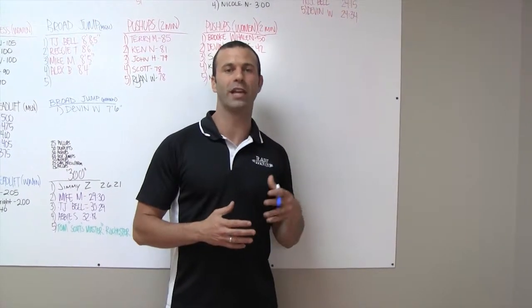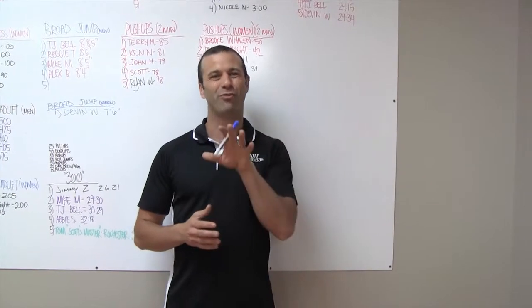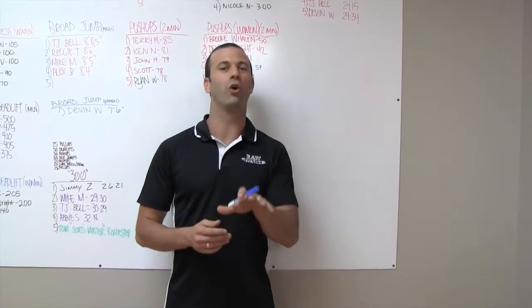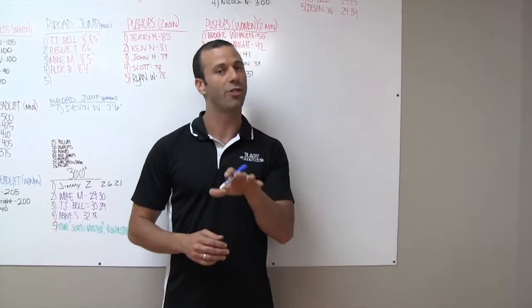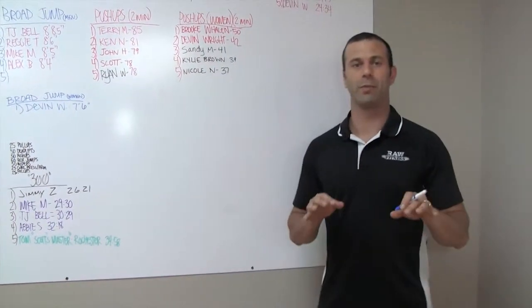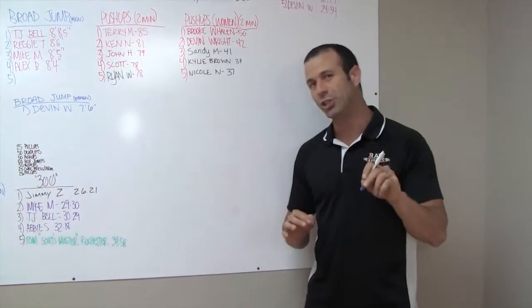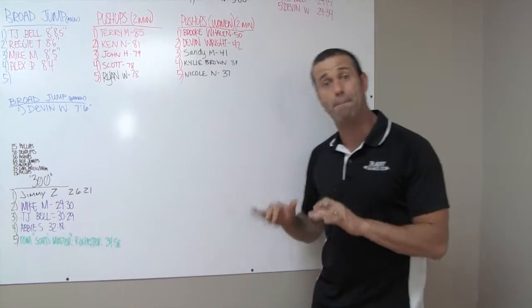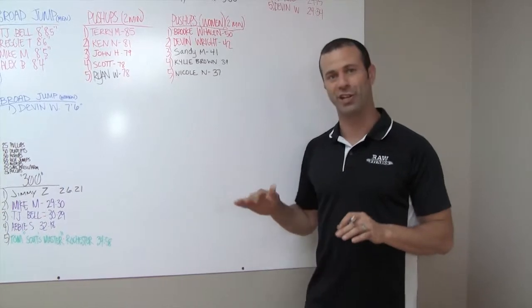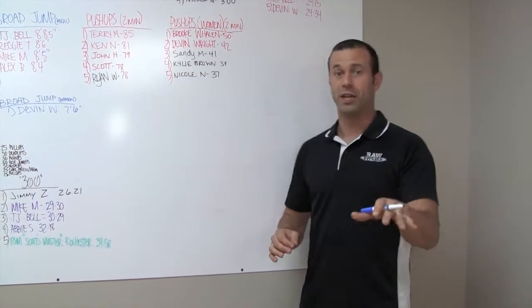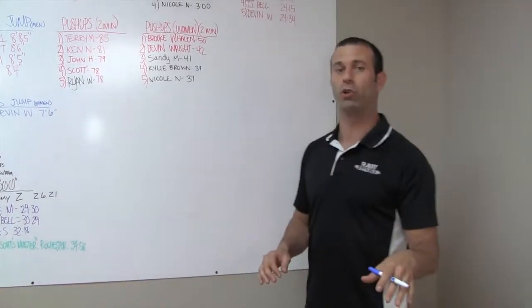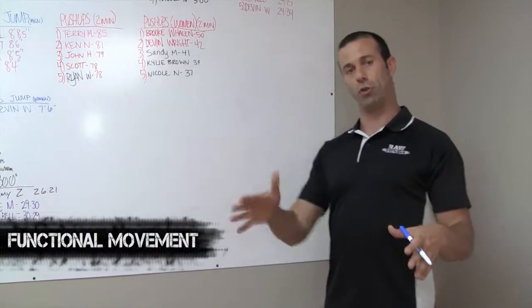Before I get into the training methodologies, though, it is of vital importance that you know exactly where the athlete fits into what is known as the performance pyramid. Okay, so now here's the thing about the performance pyramid: each layer should build upon the previous layer to make the most elite athlete possible. Now, the bottom layer of the pyramid is what we'll call functional movement, okay?